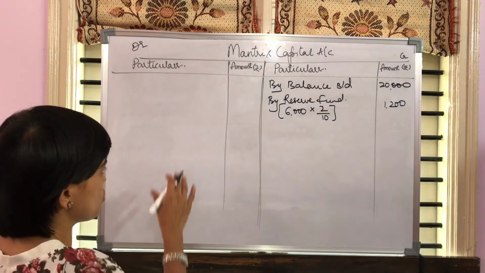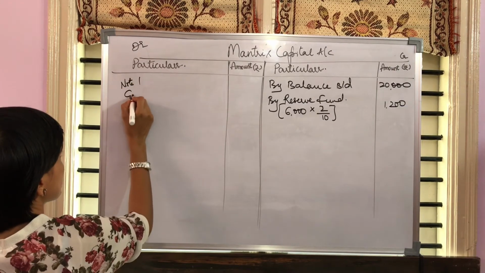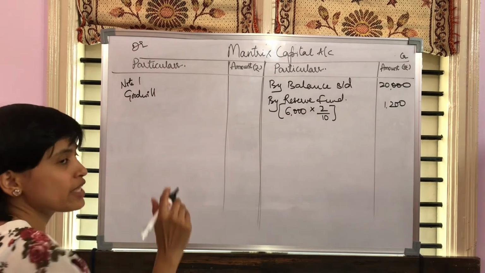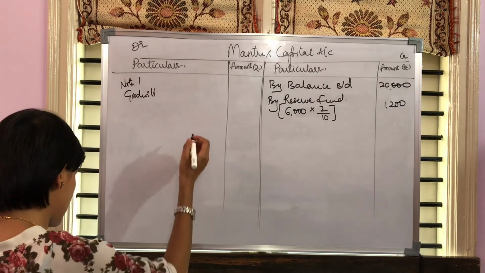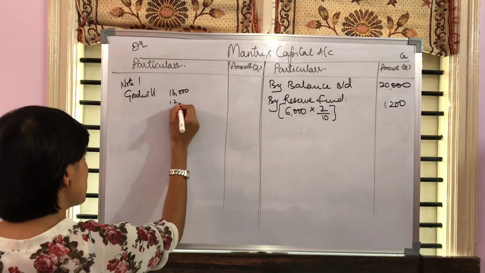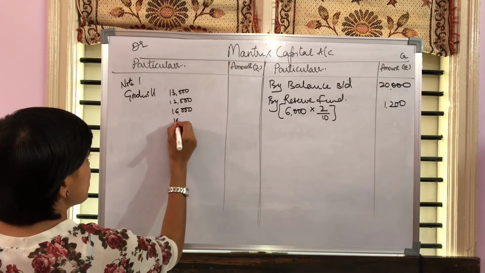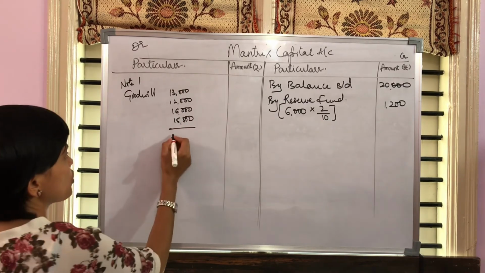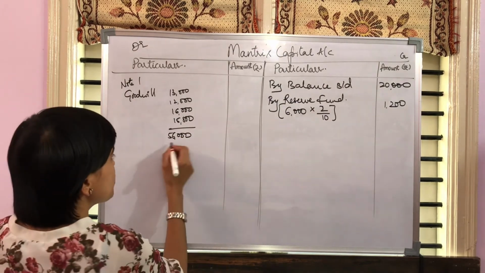So what you can do is you can leave space and then write it as note number 1 with respect to goodwill calculation. They have given us 4 years of goodwill values. So let's write it as 13,000, 12,000, 16,000, 15,000. If we add all this, the total is going to be 56,000. So they are telling take out the average.